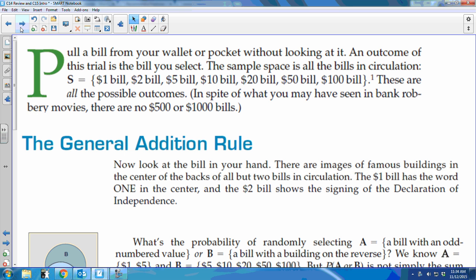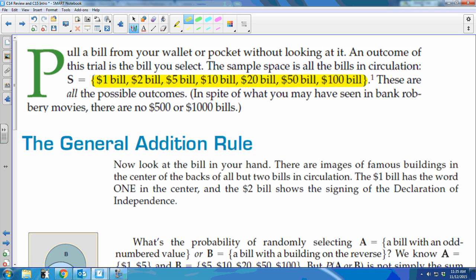All right, so here's the example used in the book. I kind of have to read it because if not, we can't follow what's happening. And it's a really important illustration here, okay? It says, pull a bill from your wallet or pocket without looking at it. An outcome of this trial is the bill you select. And the sample space is all the bills in circulation. So the possible bills are a $1, $2, $5, $10, $20, $50, or $100 bill. Okay, that's what the possibilities are.